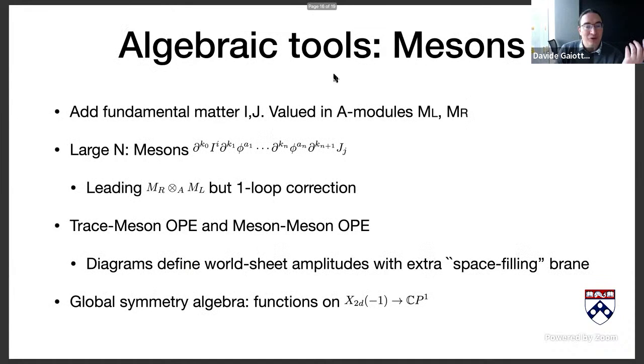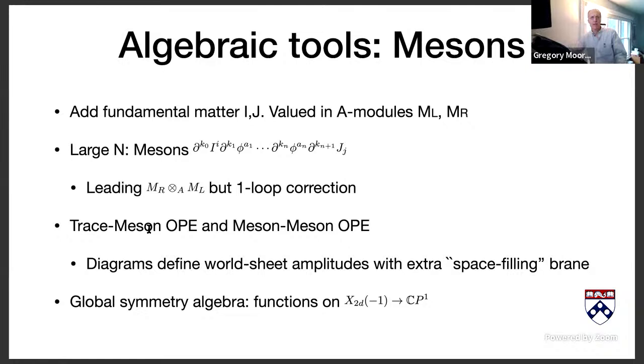If you introduce fundamental matter, then the mesons are modules for the single trace operators. So this gives you a collection of modules. Is there any generalization of a modular tensor category here?